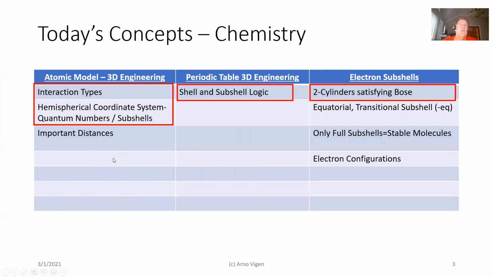Now, specifically, there are those two interaction types, and there is this hemispherical coordinate system that is both quantum numbers and electron subshells. Then you will learn the shell and subshell logic. Why is the periodic table in 2, 4, 8, 8? And the math of that, which is the two cylinders, satisfies the requirements of Bose, which is the proof of statistical mechanics. And it's at that level that you start to have statistical mechanics.